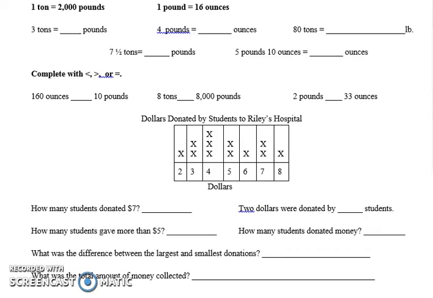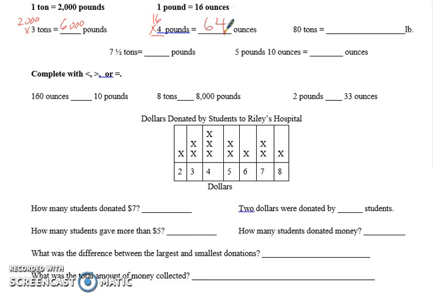Here we go. So now we just have 2 facts. 1 ton is 2,000 pounds, 1 pound is 16 ounces. So I'm changing tons to pounds. So 3 times 2,000 gets me 6,000 pounds. 4 pounds in ounces. So I got 4 times 16, which is going to be 64.